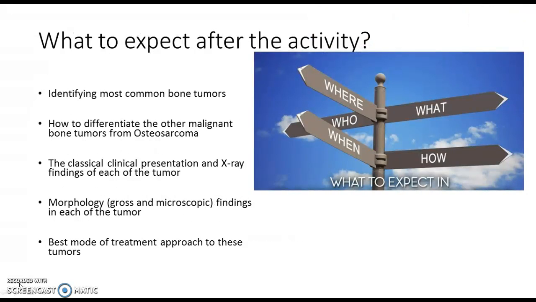So what to expect following this activity? They are as follows. You need to identify the most common bone tumors apart from an osteosarcoma, and how to differentiate the other malignant bone tumors from an osteosarcoma. You should know the classical clinical presentation and X-ray findings of each of these tumors, and also the morphology, that is the gross and microscopic findings, and what is the best mode of treatment approach to these tumors.